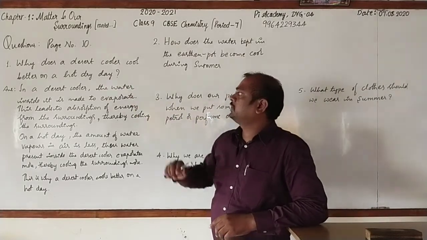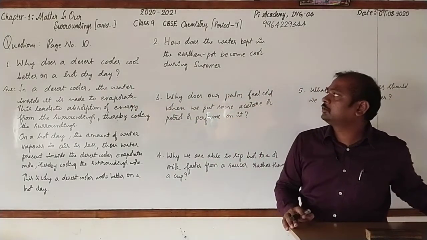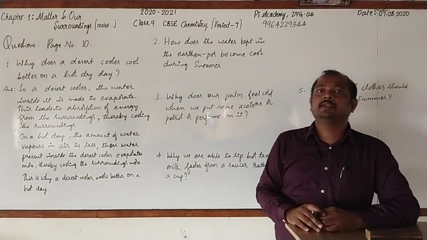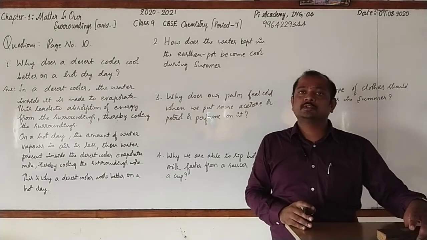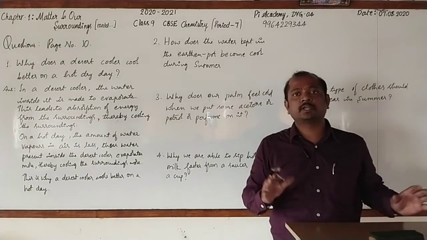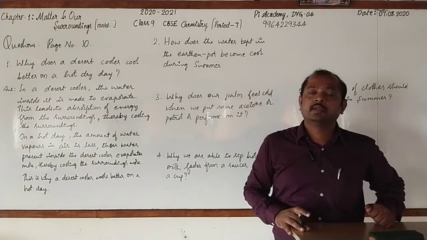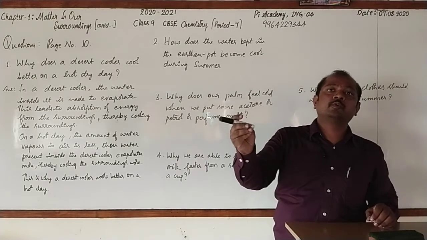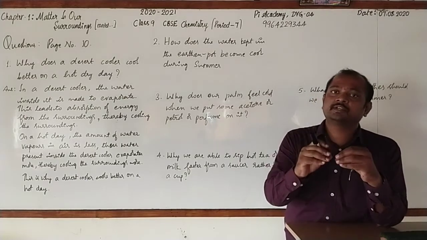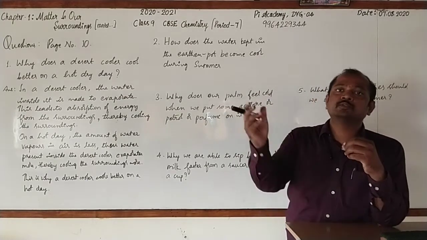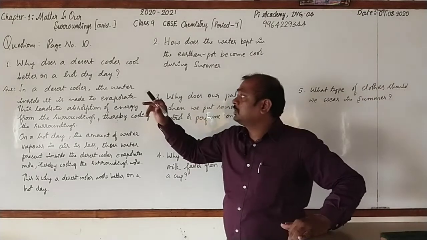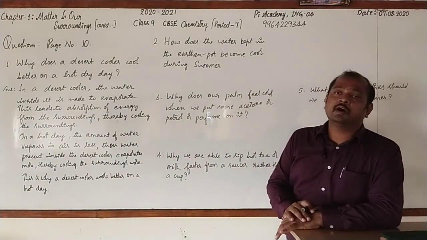Please go through that. First one is, why does a desert cooler cool better on a hot day? That is, particularly in a summer day. Dear students, you know that the desert cooler's main purpose is to keep the surroundings cool. How? For that purpose only, we pour water in it, such that the water present in it gets evaporated by using the surrounding heat. Got it? But why is it better on a hot day?